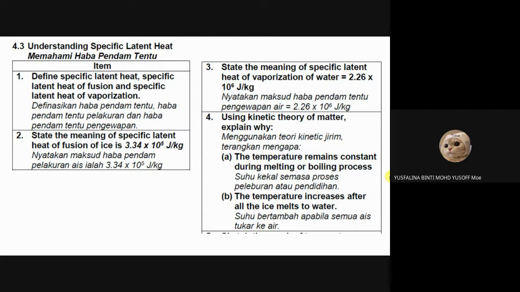Then you'll be able to state the meaning of the specific latent heat of fusion of ice. So what does 3.34 times 10⁵ mean? And you have to be able to state the meaning of specific latent heat of vaporization, say if they give you the value of 2.26 times 10⁶. What is the meaning of that? Also, by using the kinetic theory of matter, you have to be able to explain why the temperature remains constant during melting and boiling processes. Also the temperature increases after all the ice melts to water.